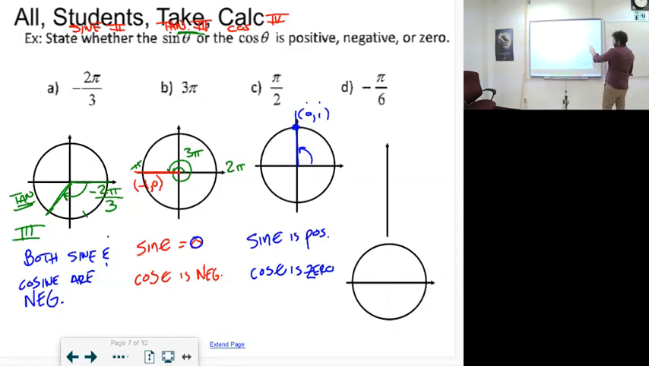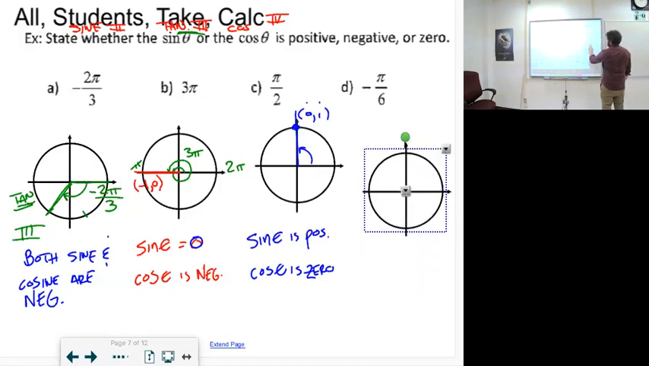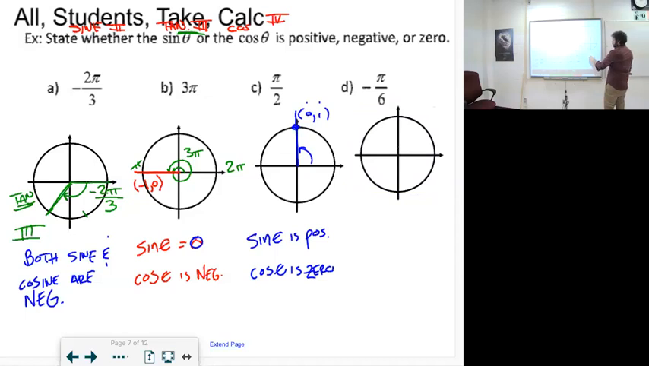And lastly, negative pi over 6. Okay, negative pi over 6 is equivalent to a negative 30-degree angle. So from standard position, if I rotate negative 30 degrees, I'm down here. That's quadrant 4, right? And we remember, going through your rotation, all of them are positive here. All Students for sine, Take for tangent, Calc for cosine. So in quadrant 4, the cosine is your x-coordinate, sine is your y-coordinate.